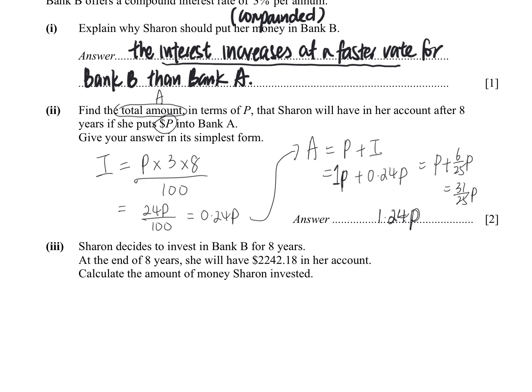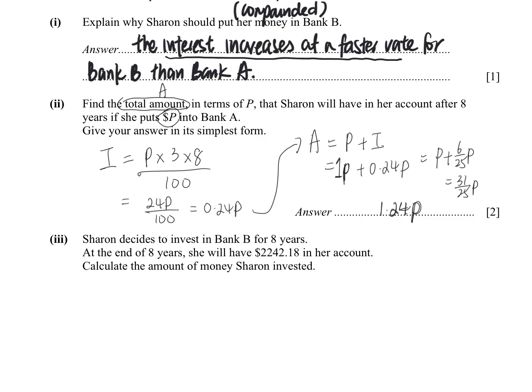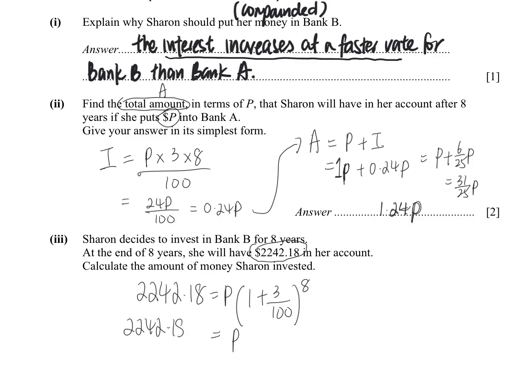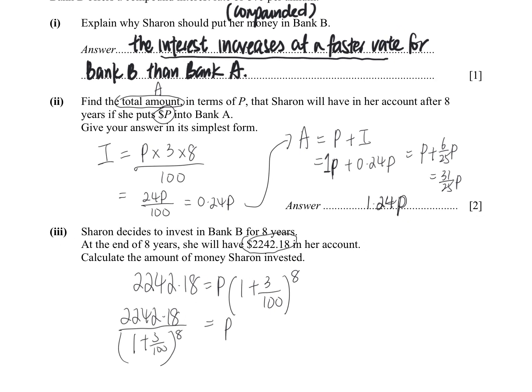Okay, next one. Sharon decides to invest in bank B. At the end of 8 years, she will have this amount. So this is the amount she has. This is the original. Then put in for 8 years. So same thing like the question we had just now.